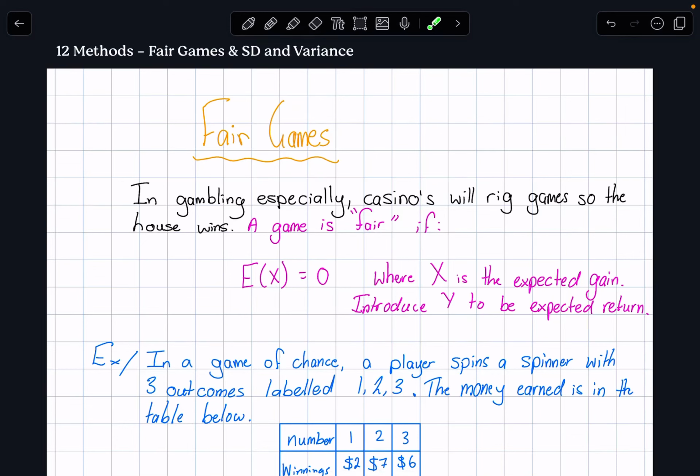G'day team, welcome back to another video, and today we're going to be looking at fair games and then also standard deviation and variance later in the video. So in gambling, especially, casinos will rig games so the house will always win. So we're going to say a game is fair if the expected value of x is equal to 0, where x is the expected gain, and we will have to introduce a new variable y to be the expected return.